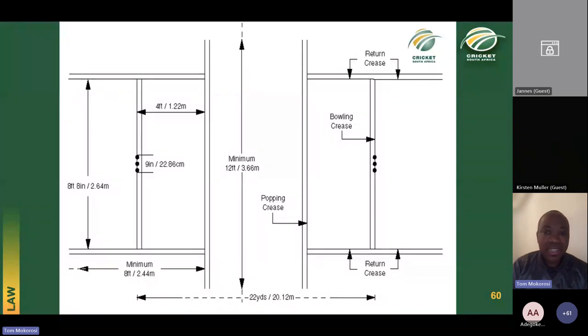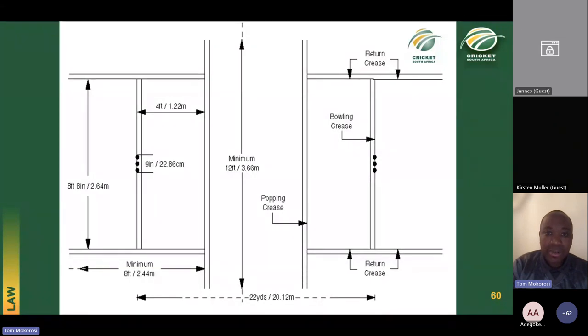And again, please be careful in the exam. Look at the arrows. They could be pointing from the inside edge of the one return crease until the middle stump. So that would be half the width of the bowling crease. 2.64 divided by 2 is 1.32 meters. Don't go quickly through these questions in the exam. Take your time, have a look at the arrows. If they ask for half the length or half the width of a crease, give them half the width or the length of the crease that they're asking for, not the full length. Okay.